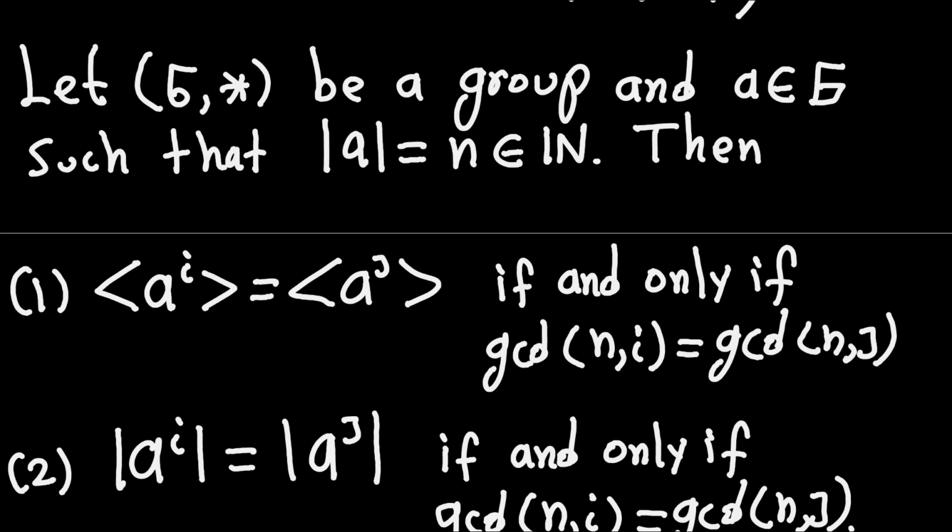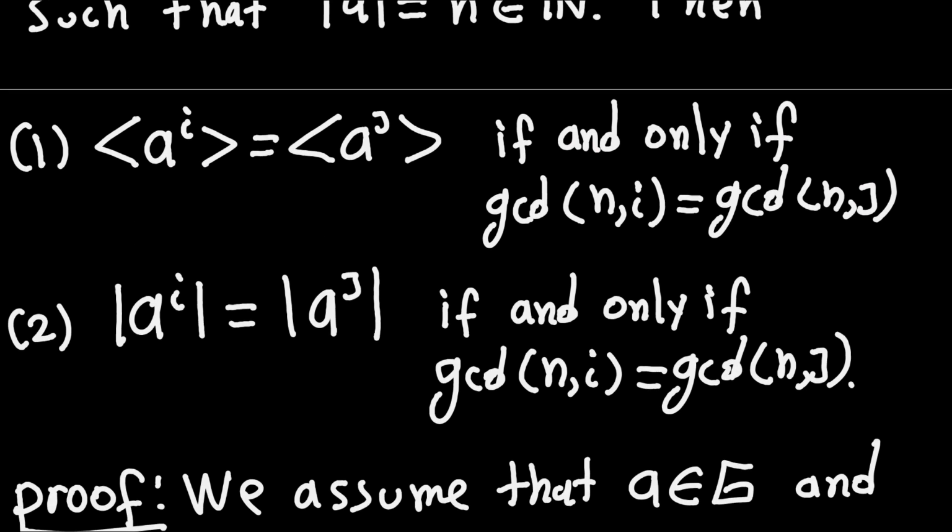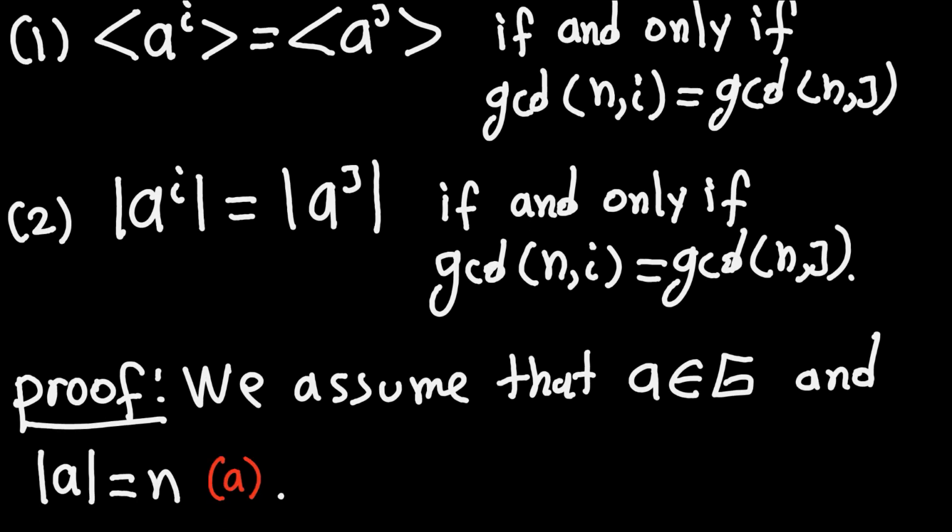So these two subgroups are the same if and only if, equivalently, these GCDs are the same. And a similar conclusion happens if you compare the orders of the elements. So the order of a to the i is equal to the order of a to the j if and only if the GCDs with n are the same. All right. So let's look at the proof of this corollary.